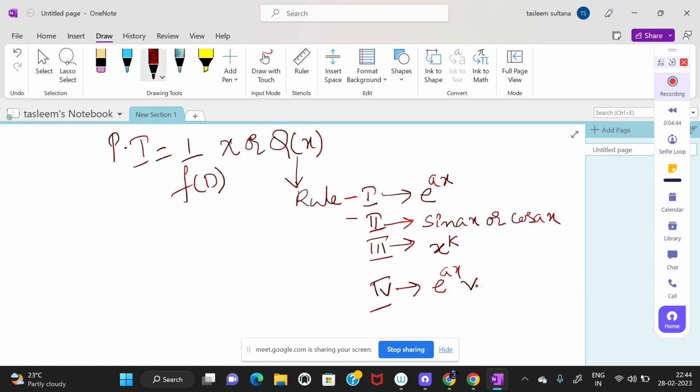Where this v of x can be in the form of sine ax or cos ax, or it can be in the form of x to the power of k. I'm talking about this v of x. This v of x can be in the form of x to the power of k, or it can be in the form of sine ax or cos ax.